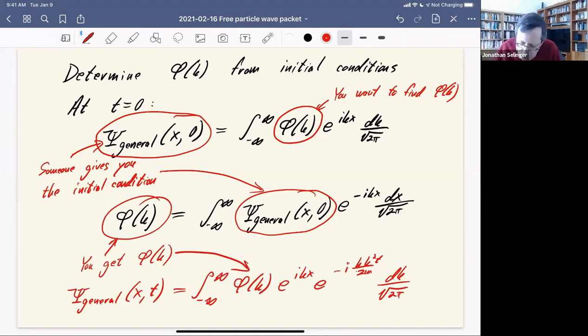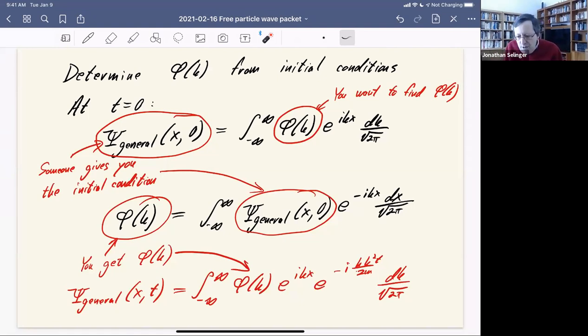And then you know what psi is at any future time. So the procedure is to start with the initial condition, put it into this integral to get the phi of k's, the same as you did integrals to get the coefficients in your previous homework.